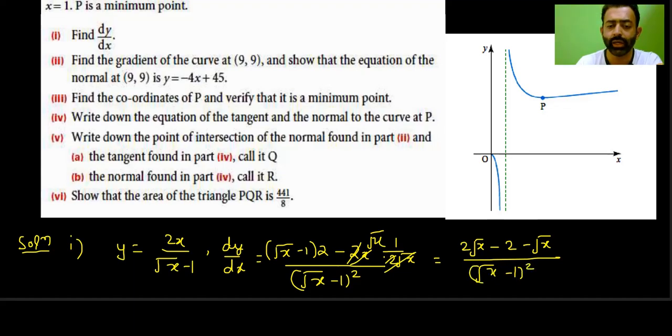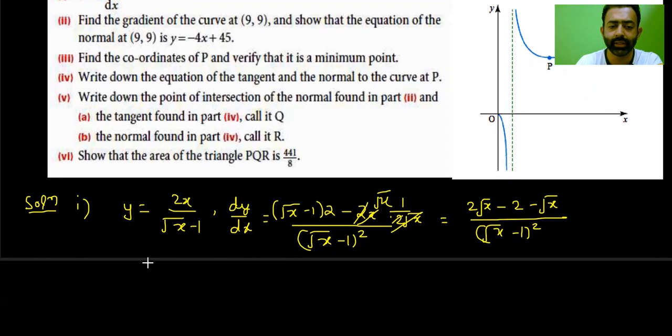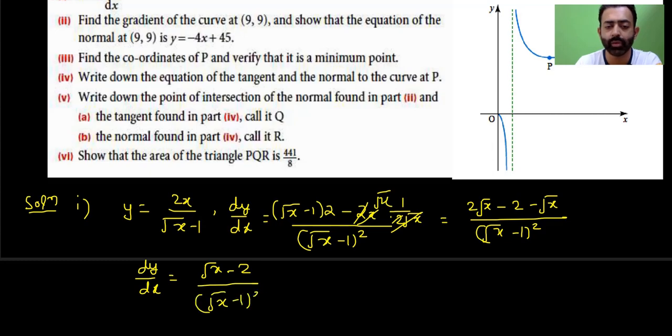So I have the value of derivative as dy by dx is 2 root x minus root x, which is root x, minus 2 upon root x minus 1 whole square, right? This is your first part.